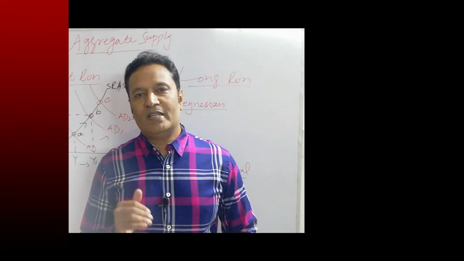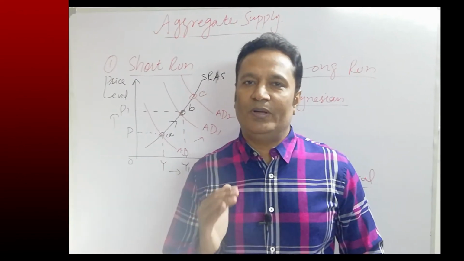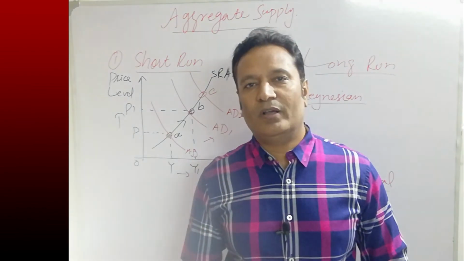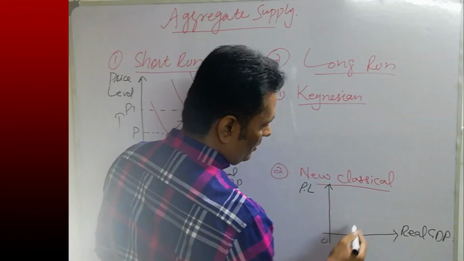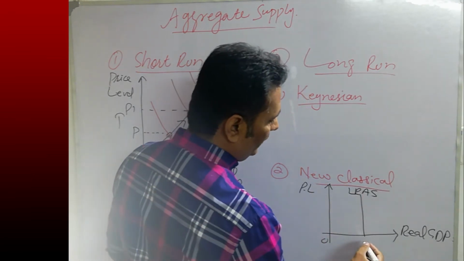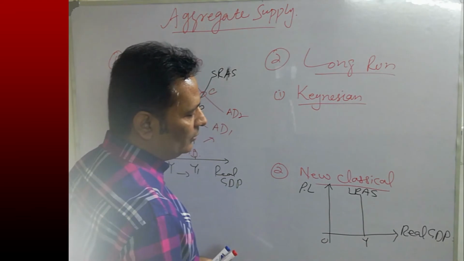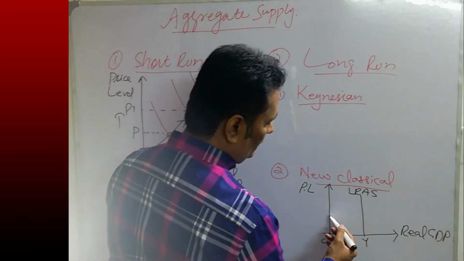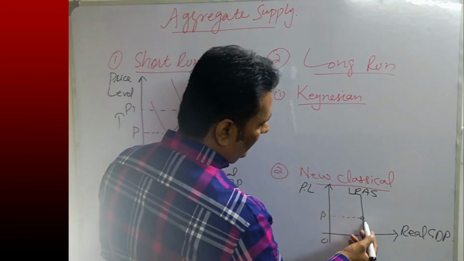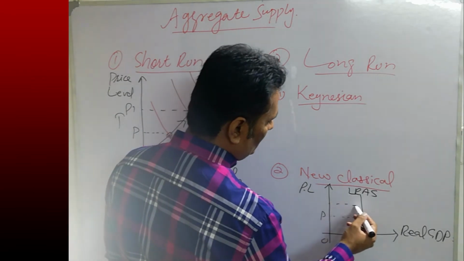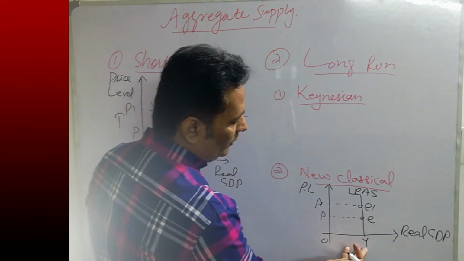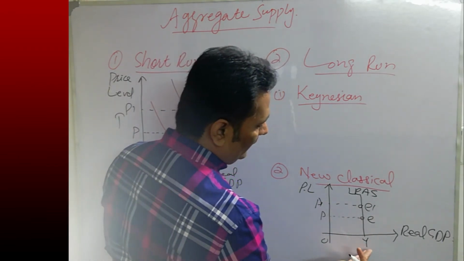The concept of the new classical school of thought is really very simple. As per the new classical school of thought, there is always full employment in the long run without any kind of government intervention. Long-run aggregate supply, as per the new classical school of thought, is a vertical straight line, and economies are always at full employment in the long run without any government intervention, and it is not affected by changes in price. For example, if price was this, aggregate supply was this, then if there is a rise in price, since the economy was at full employment, real GDP or national output or aggregate supply will remain the same.